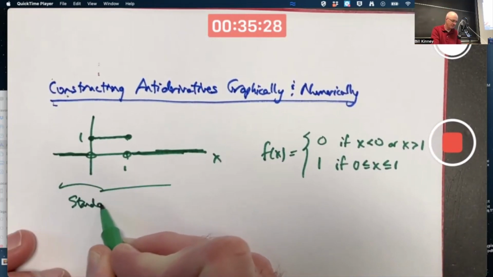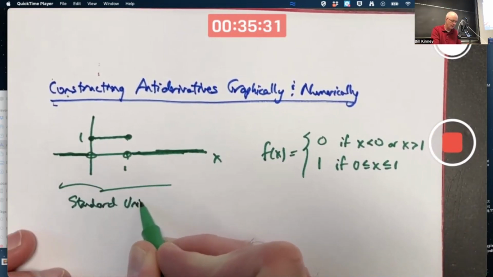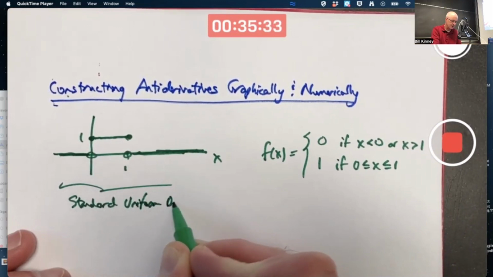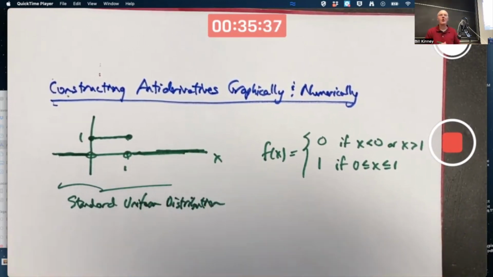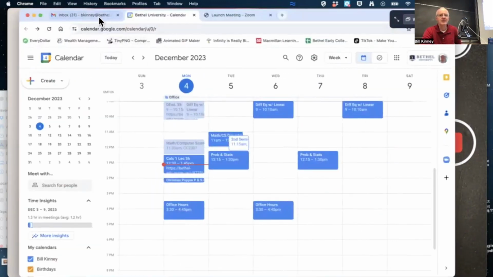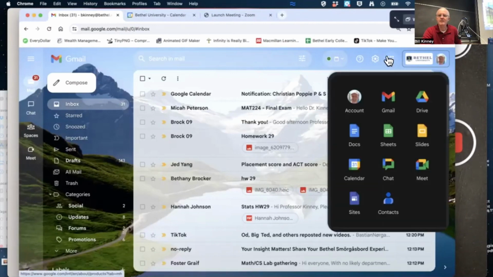Standard uniform distribution. It is the basis for random number generators in many computer programs, including in spreadsheets. Let's actually go ahead and open up a spreadsheet here.